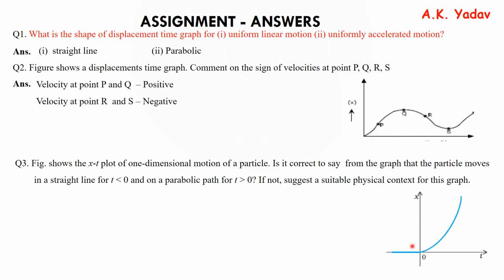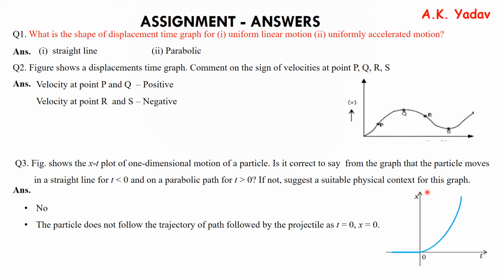Now this is a position time graph of a one-dimensional motion of a particle. Is it correct to say from the graph that the particle moves in a straight line for t less than 0 and on a parabolic path for t greater than 0? If not, suggest a suitable physical context for this graph. So this is incorrect as a statement. The particle does not follow the trajectory, as at t equal to 0, x equals 0. Now the physical context is a free falling body held for some time at a height.